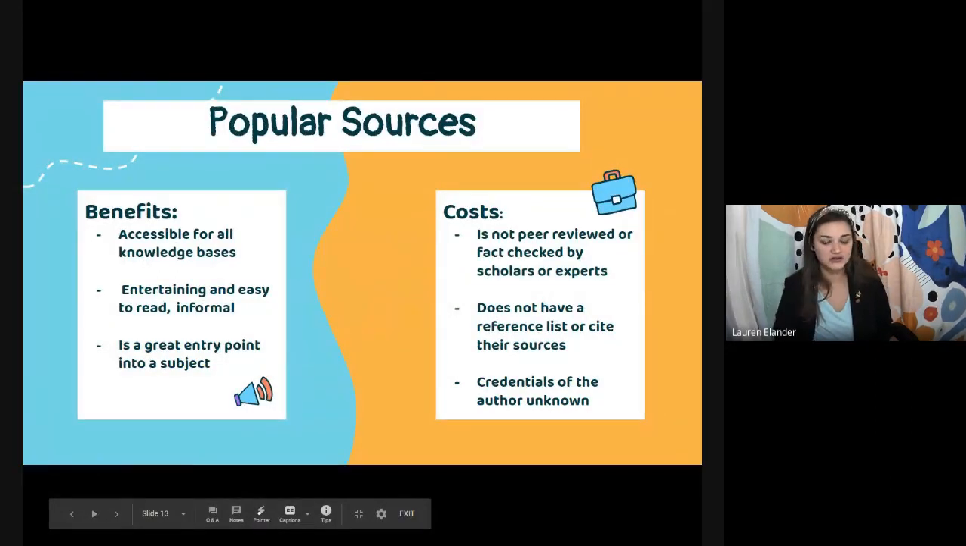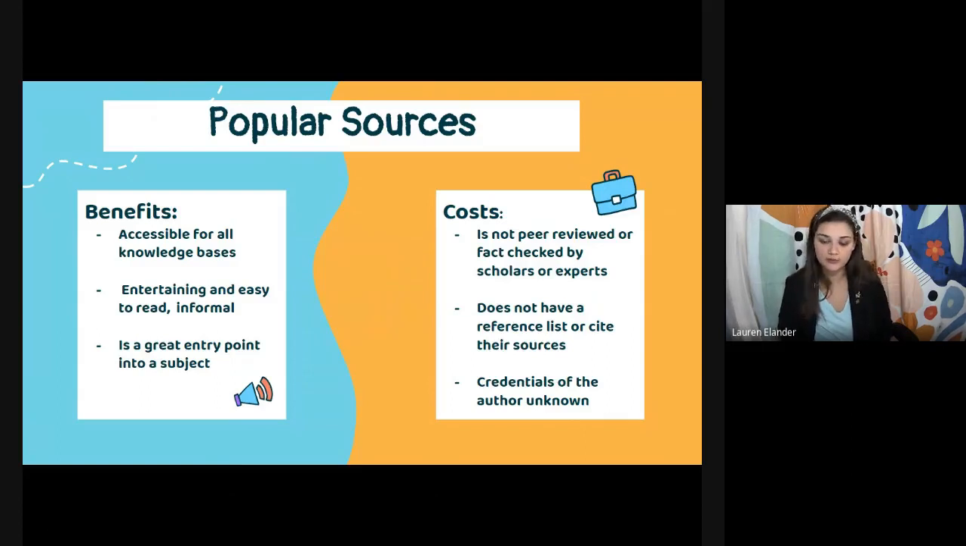So as we see, these are things like magazines or newspaper articles or the radio or documentaries, anything that's not made for an academic public. This is for everybody and everything.